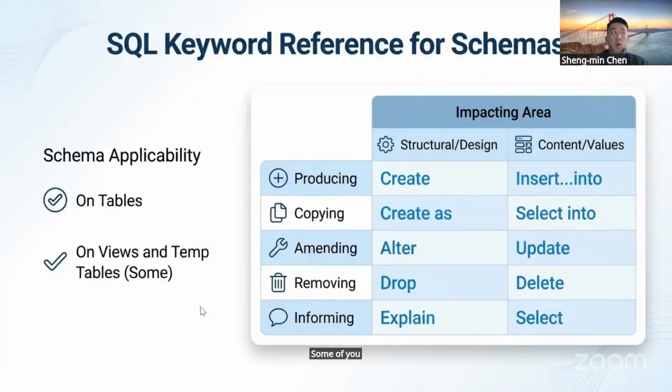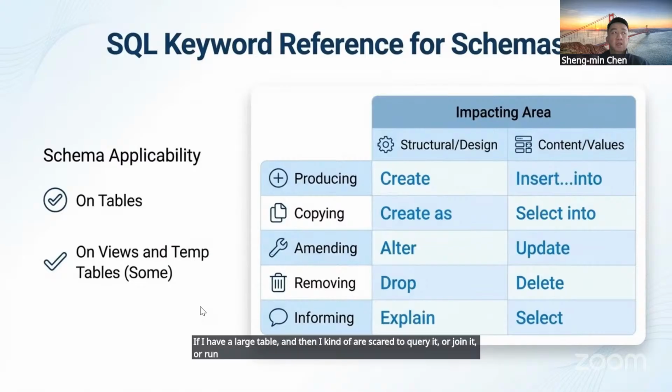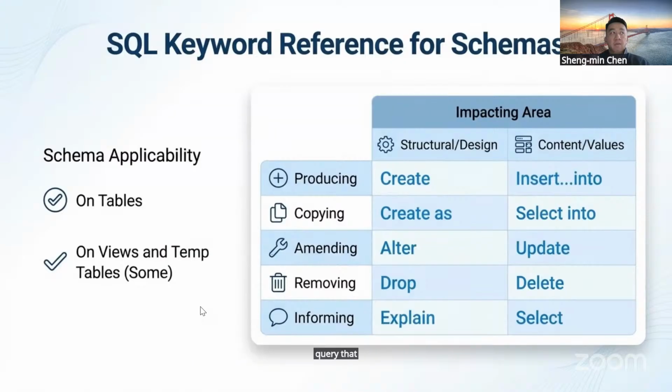Now, I spoke about this last week. Some of you are wondering, if I have a large table and I'm scared to query it or join it or run a big query that I feel not so great about because it might slow down other people, right now you could think about using some paging mechanism by using top and offset when you're querying, in addition to while loops, right? Using a while loop to query just a subset of the table, etc.